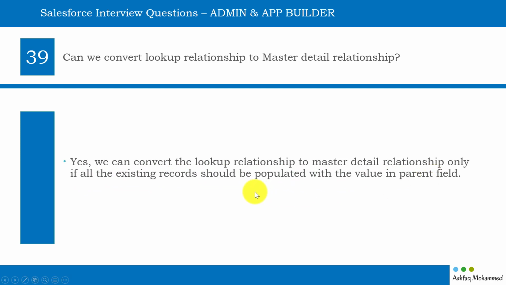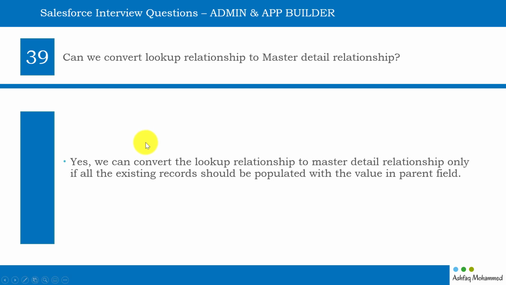I'm sure you remember, some time back I explained that for a lookup relationship, it's not mandatory to have a parent, right? You can create a standalone child record without associating it with a parent. So in release 2, I created a lookup relationship, and maybe there are a few child records which don't have any parent. If I want to convert it to master detail, it will throw an error saying there are a few records which don't have any master.